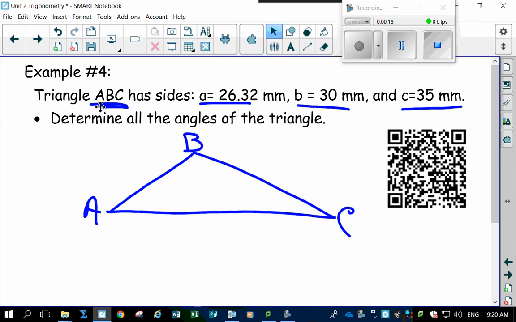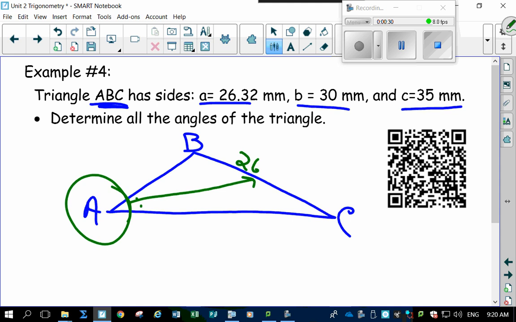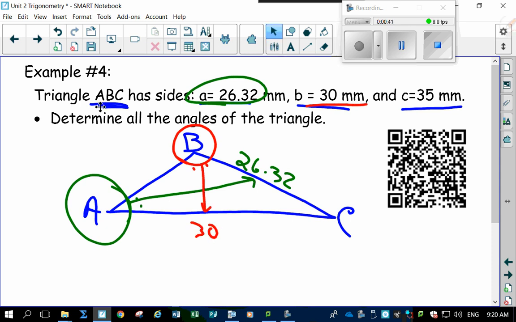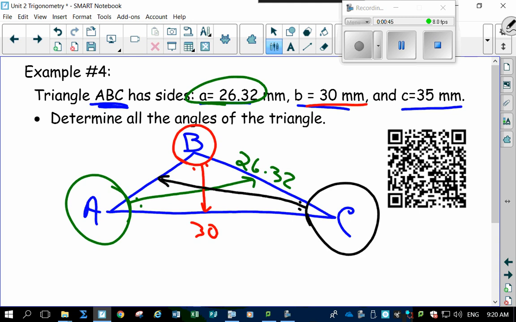Perfect. Once you've labeled it, and I don't care how you label it, I don't care where you put the A, the B, or the C, but just label it. Once it's labeled, then everything else is set. Because if that's angle A, that is side A at 26.32 right there. And if you look over here, there's angle B, that's got to be side B right there. So that's 30. If this is C right here, then guess what? This is side C. Yes, C at 35.